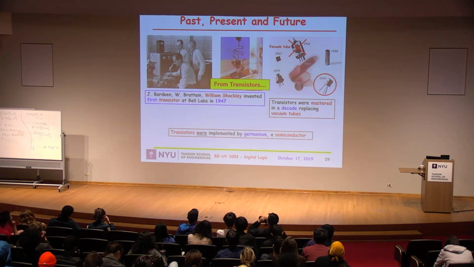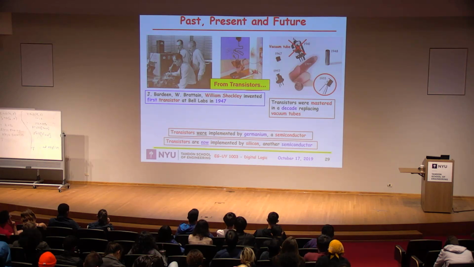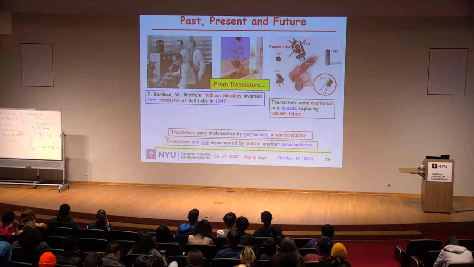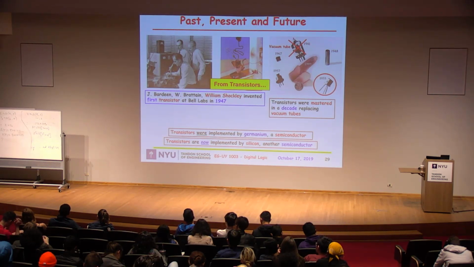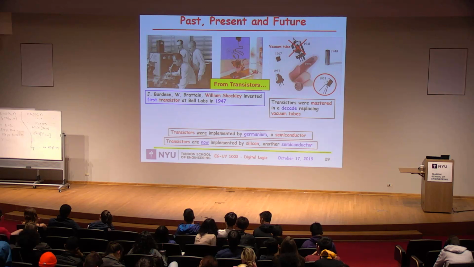So back then, in the 50s, transistors were implemented by germanium, a semiconductor, but today we are using silicon, which is another semiconductor. We need to use semiconductors so that sometimes they conduct, so they are turned on, and sometimes they don't conduct, so they are turned off. So we can use them as switches, and that means that we are using semiconductors, not conductors. If they conduct all the time, they are turned on all the time. They are not turned off, so we cannot use them as switches.